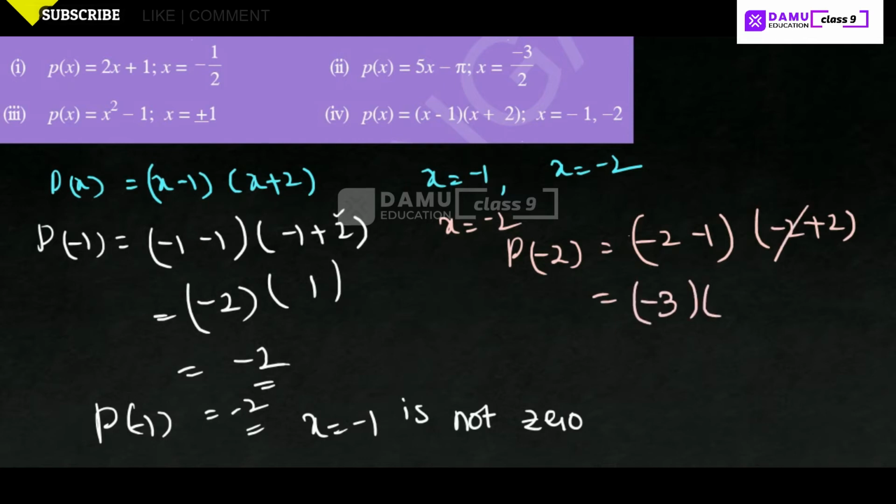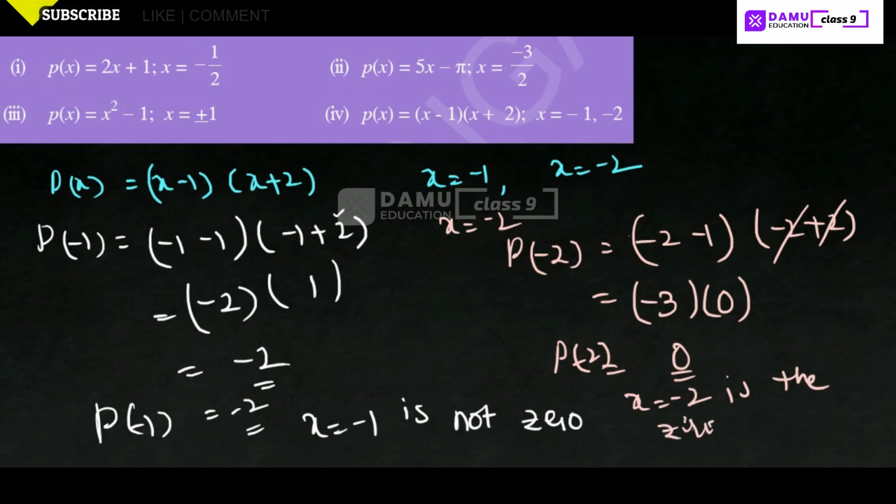So minus 2 plus 2 will cancel, then we will get 0, minus 3 into 0. This p of minus 2, we are getting 0. Then what you can say, x equals minus 2 is the zero of polynomial p of x, which is equal to x minus 1 into x plus 2. So like this we need to solve.